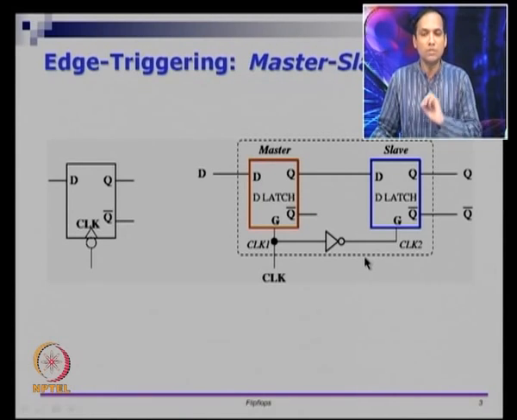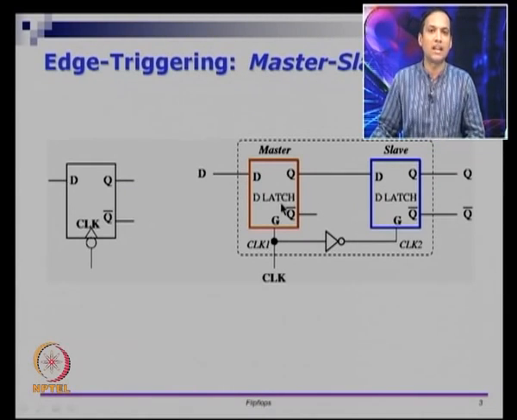So, the most important thing that we have done is we have taken CLK, we have given it directly to one of the enables, we will call that CLK1. To the other latch, the enable is the negation of the CLK. So, CLK2 is the negation of CLK and CLK1 is CLK directly. So, in some sense, if this latch is enabled, this latch is disabled. If this latch is enabled, the slave latch is disabled. So, at any point of time, there is only one latch which is enabled, the other latch is disabled.